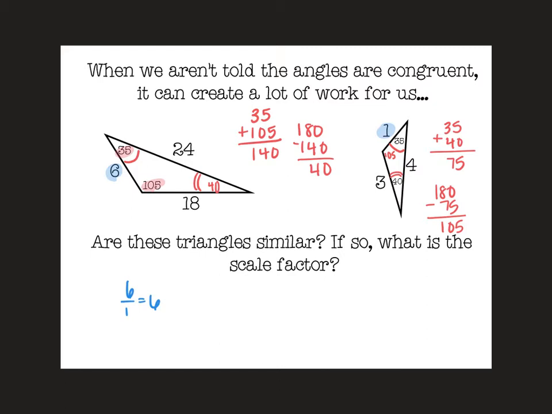And then you keep going. So 18 is the middle, 3 is the middle. 18 over 3 is 6. And then you have to do the largest side. So 24, 4. It's still 6. And so then finally, after all of that, you can say, oh yeah, these are similar. If they're similar, it might ask, what's the scale factor? And just remember, the scale factor is whatever these ratios end up being. So we would say, okay, scale factor is 6.